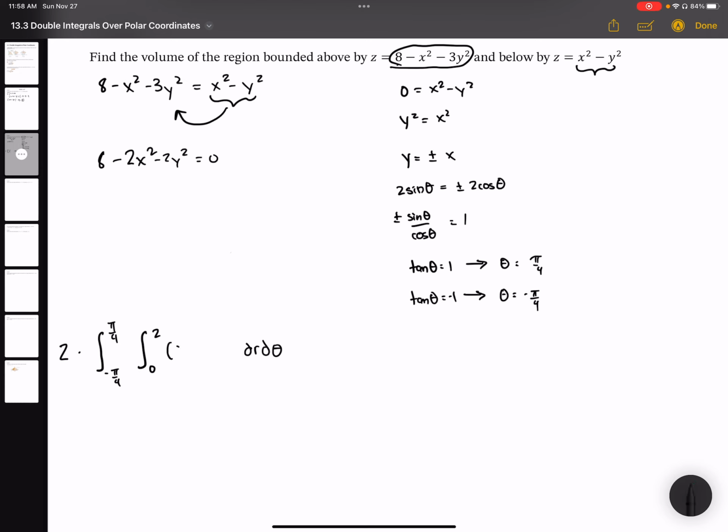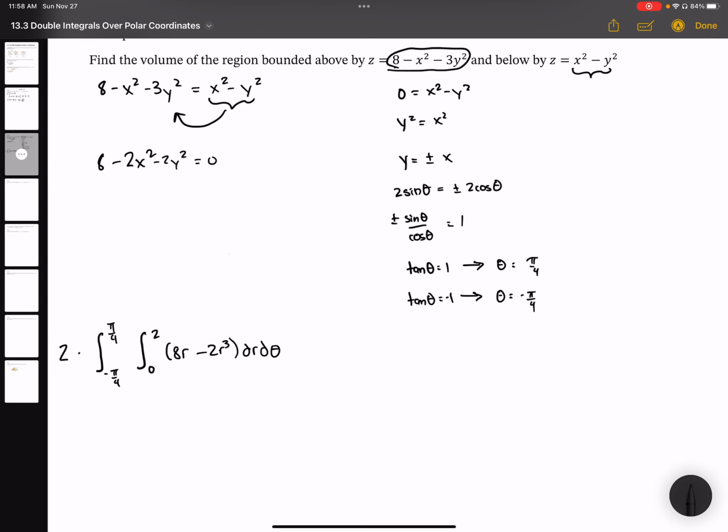So we get 8r minus 2r cubed dr d theta. And so when we integrate the inner integral, we get 4r squared minus 1/2 r to the 4th, evaluated from 0 to 2. Now, fortunately, when we substitute in 0, we get nothing. We substitute in 2, we're going to get 16 minus 8. So 16 minus 8 is equal to 8.